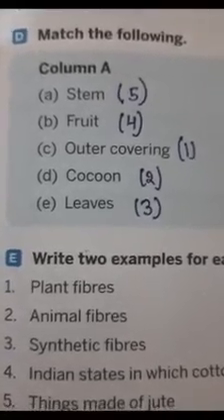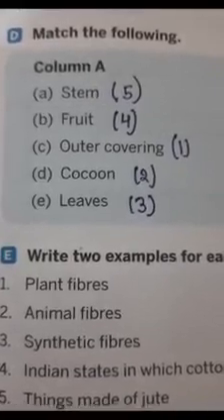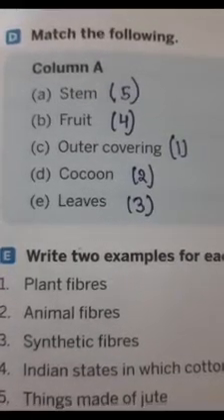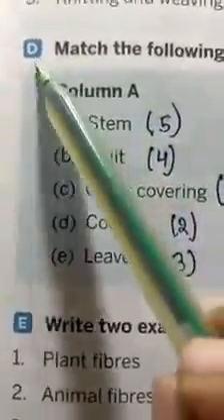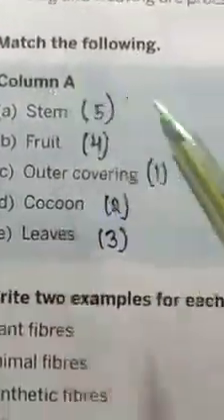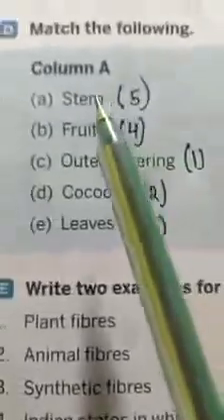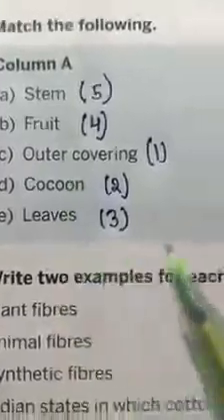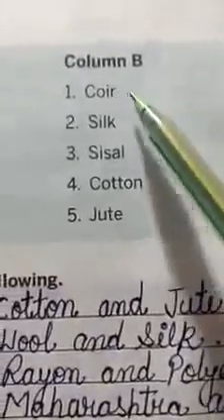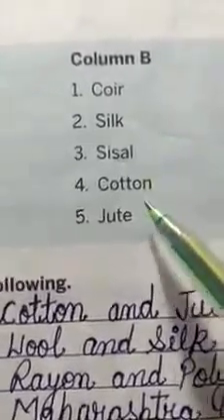Dear students, now we are taking revision of book exercise of chapter 4th part 2. So let's start, dear students. Let's start. D. Match the following. Column A, column B. Now, dear students, stem, fruits, outer covering, cocoon, leaves. In column B, coir, silk, sessile, cotton, jute.